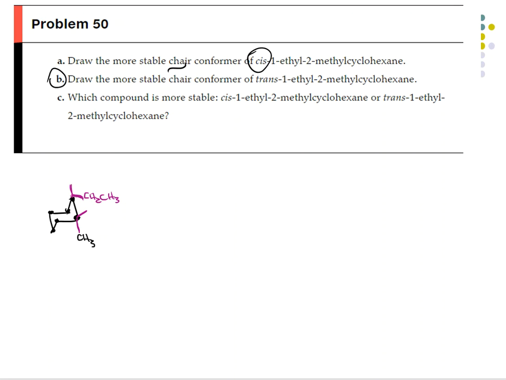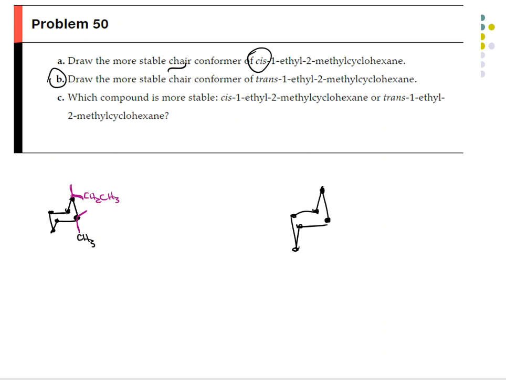All right, so B is going to say, draw the more stable chair conformer for the same molecule, but this time the trans form. So how would I answer that one from scratch? Well, we do it again. No big deal. I can say the same thing again. What do you think I do all day? It's not going to hurt me, and it might be good for you to listen to it again too, right? I'm not bothered by it.